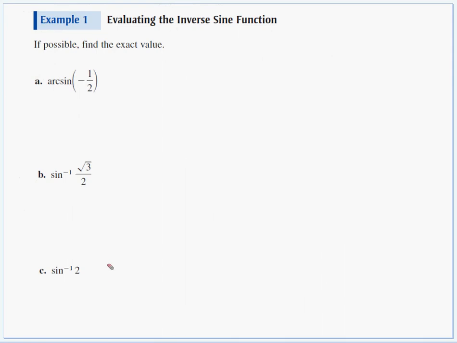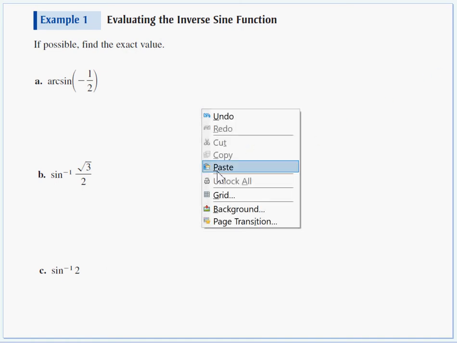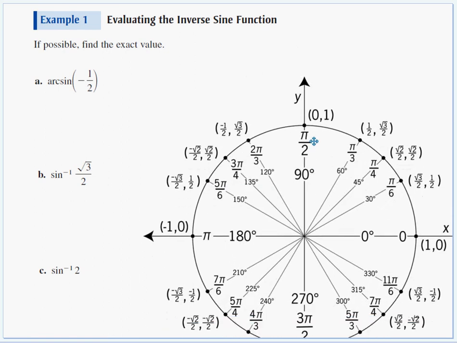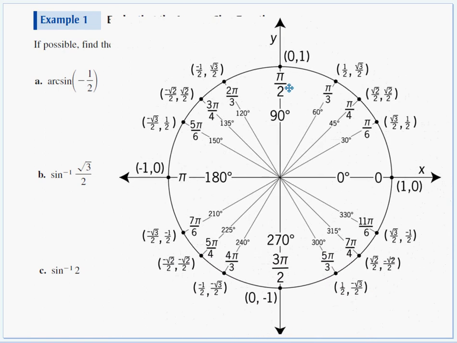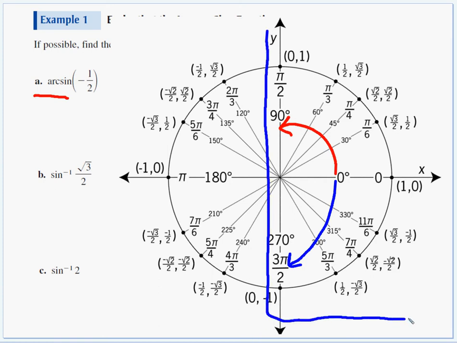Okay, example 1. If possible, find the exact value. And we're going to need a unit circle. Bam, there it is. So now I've got the full unit circle here. Remember arc sine. If you're trying to answer an arc sine question, we can only go from 0 to positive a half pi and 0 to negative a half pi. So for arc sine, we want to stay in this neighborhood.